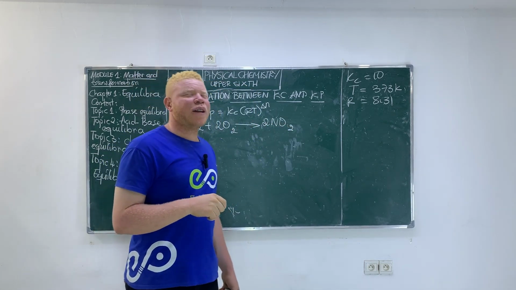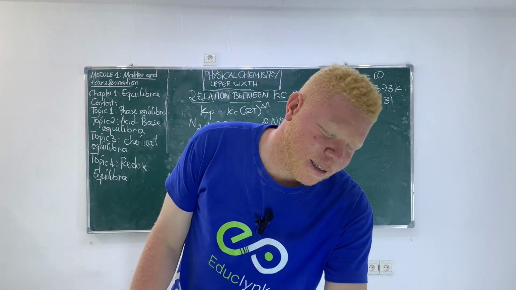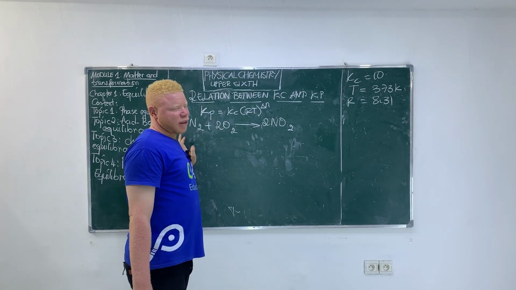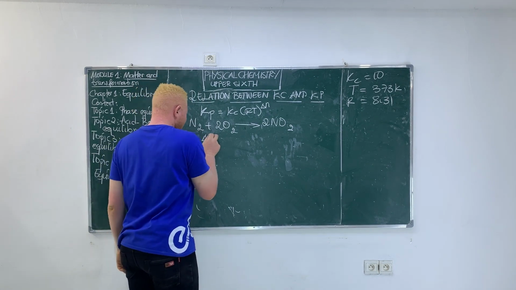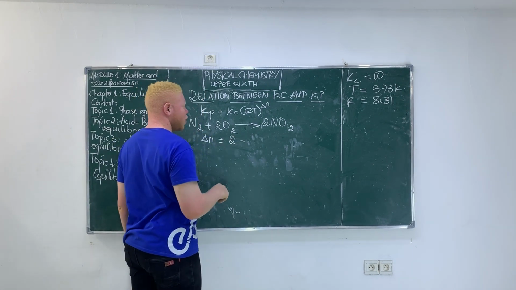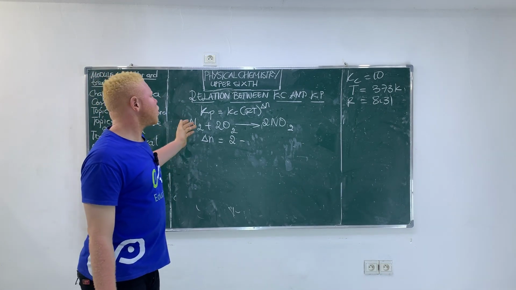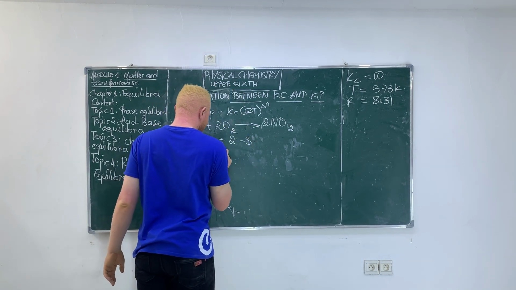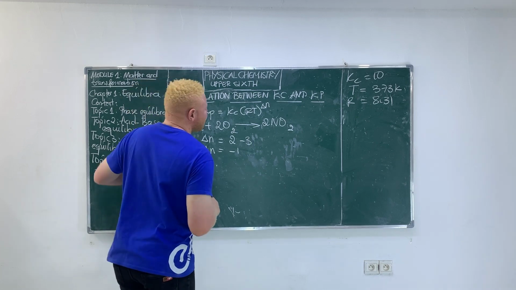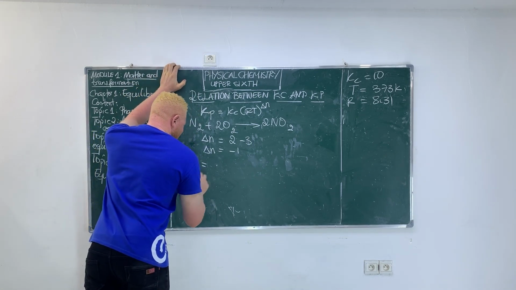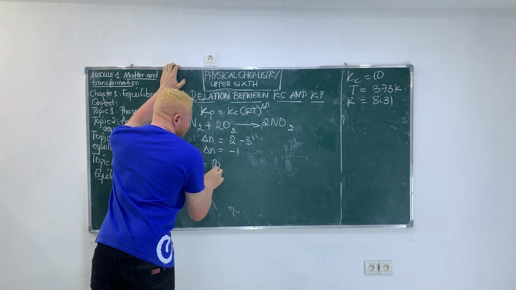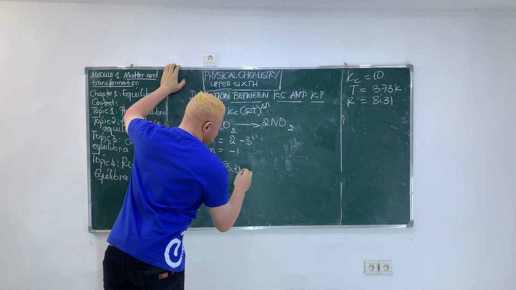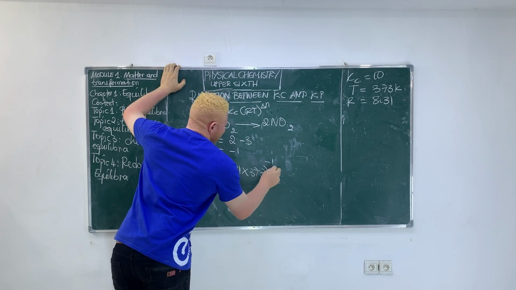In the equation, delta n is appearing, so we have to look for delta n. Delta n here is the change in number of moles, that is the number of moles of the product minus the number of moles of the reactants. So delta n is 2 minus, the number of moles for nitrogen is 1 plus oxygen is 2. So 2 minus 3, delta n is negative 1. Apply the formula: Kp equals Kc, which was 10, into R 8.31 times T 373, to the power negative 1.